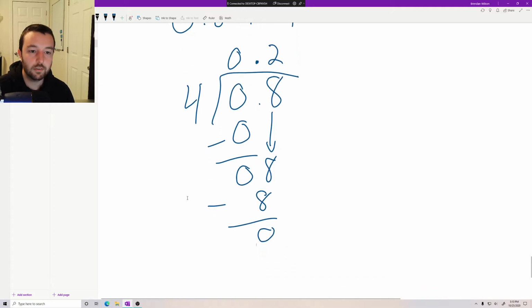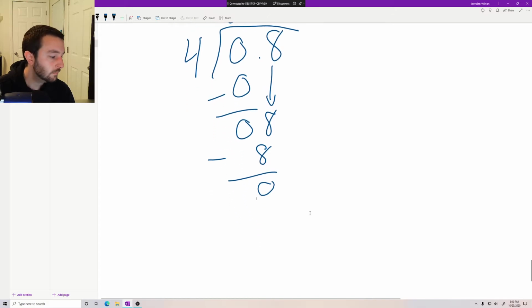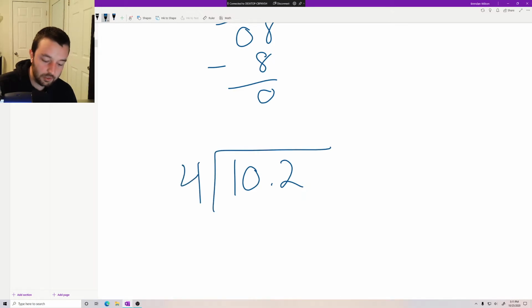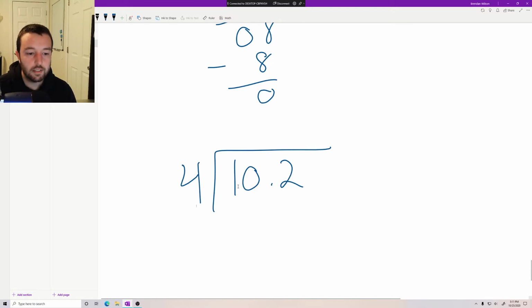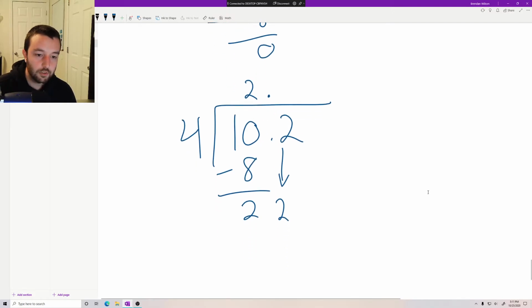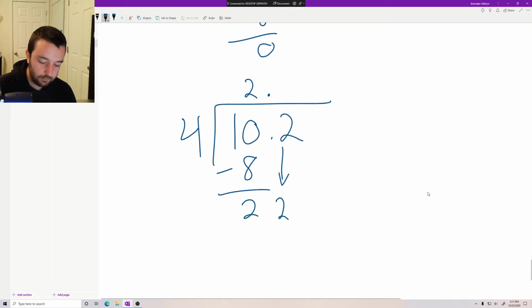So there's really nothing going on in this scenario. If we have 10.2 divided by 4, let's say, so we have 4 goes into 10 2 times. And we have 2 left over. Now we bring a 2 down. Once we cross over the decimal, we should also put a decimal into our answer. 4 goes into 22 5 times.